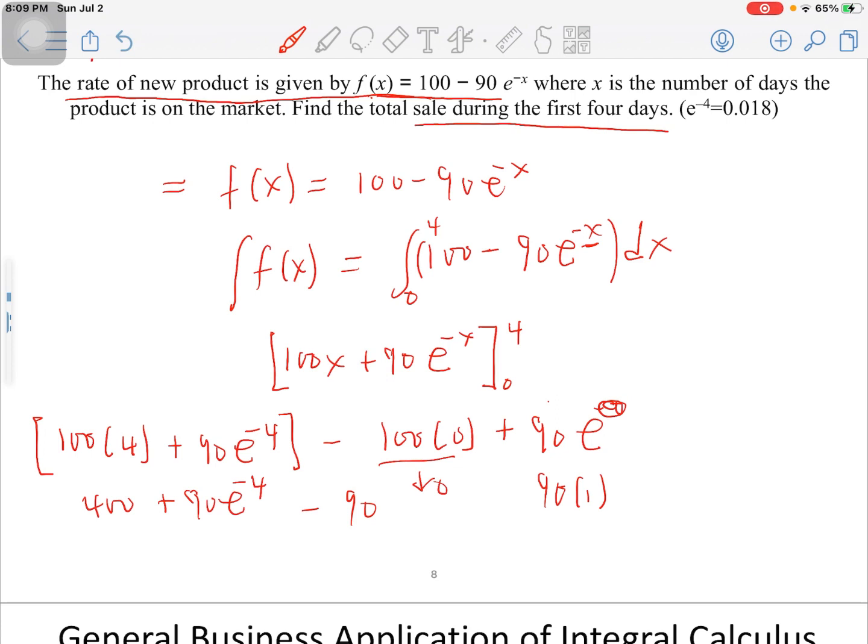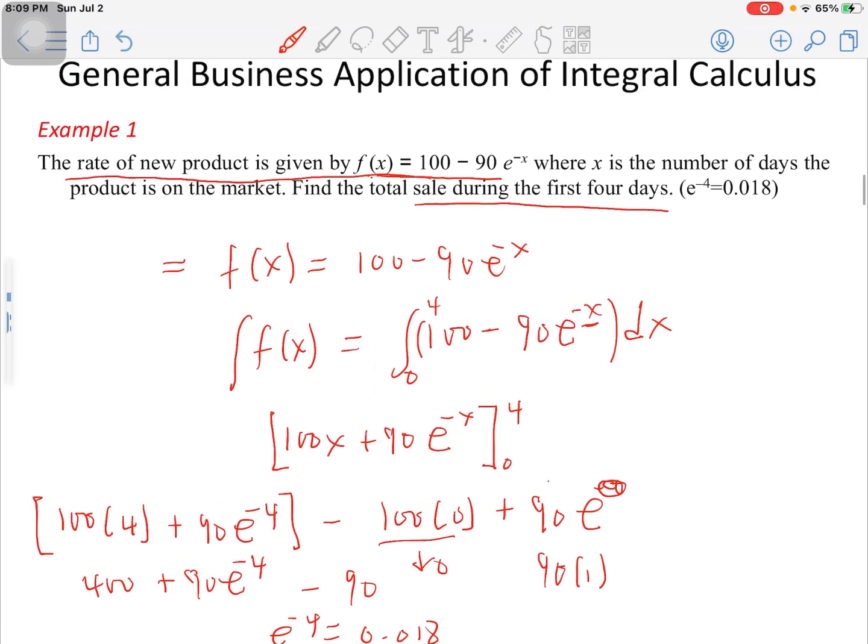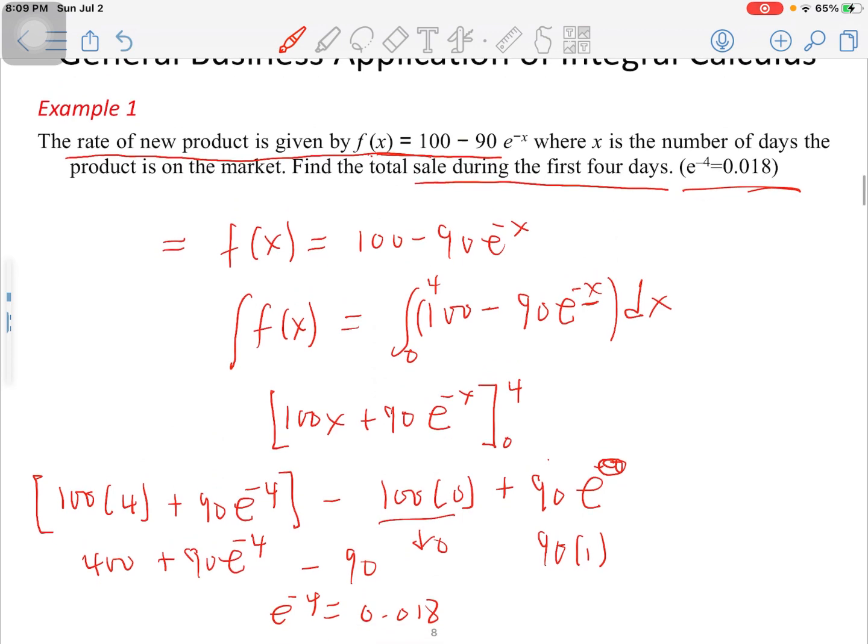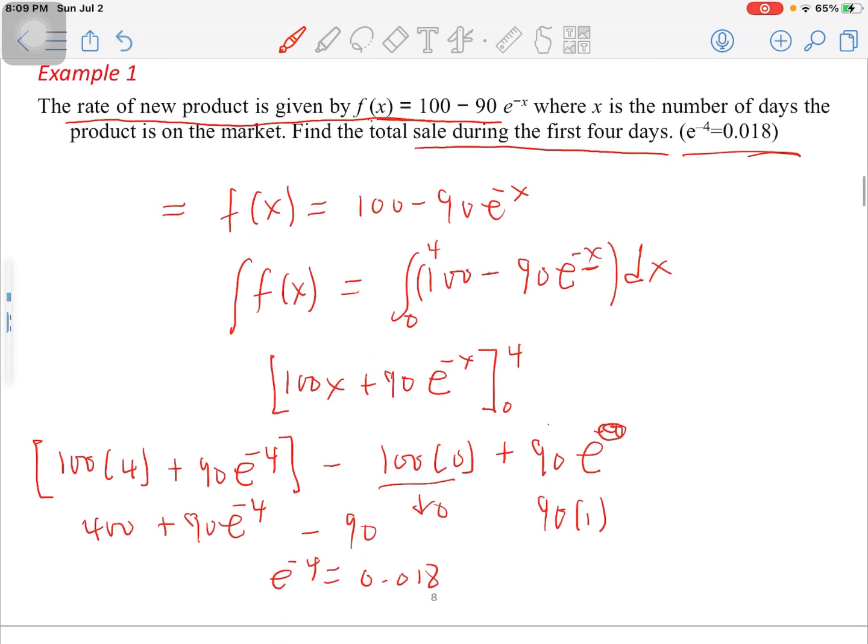And then remember that we have been given that exponent negative 4 should be equal to 0.018. So when you do the substitution over here, you know it was given in the question over here. So in doing the substitution, the final answer that we are going to get is equal to 311.62 units.